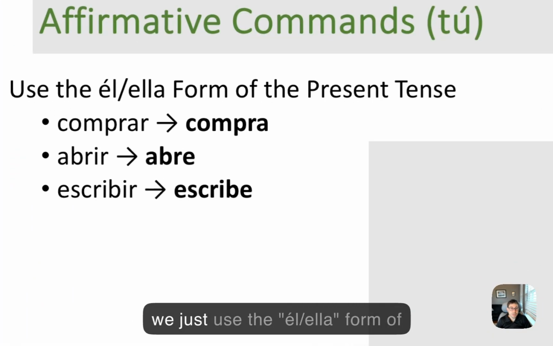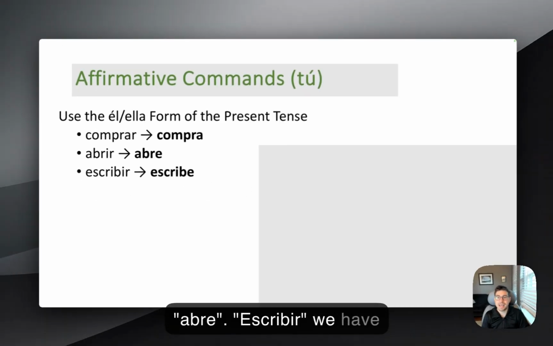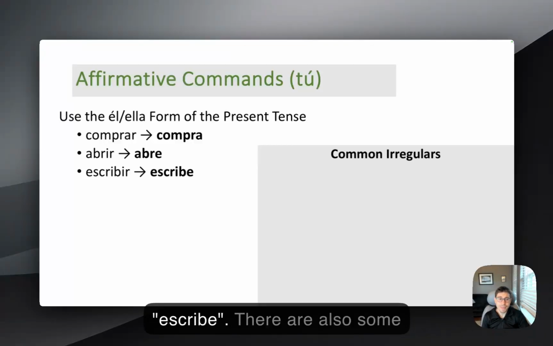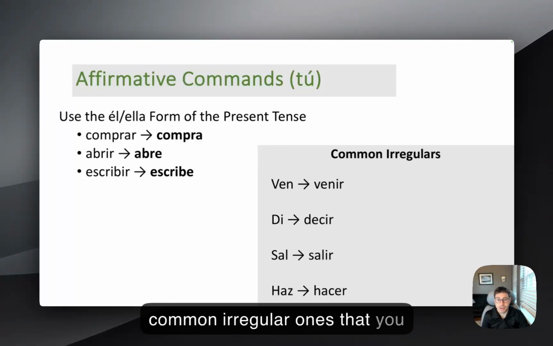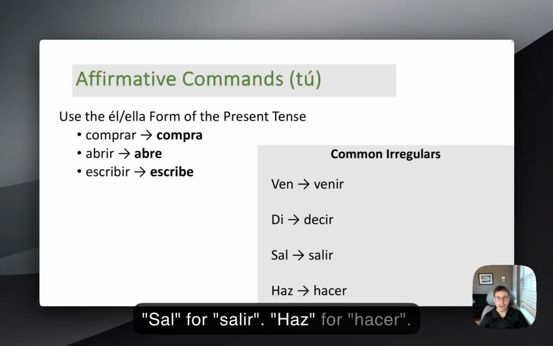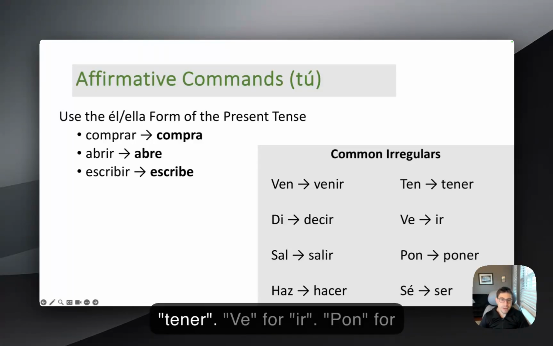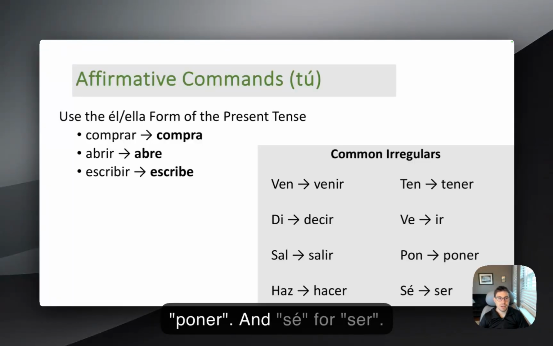For this, we just use the él, ella form of the present tense, so the third person singular. So comprar, we have compra. Abrir, we have abre. Escribir, we have escribe. There are also some common irregular ones that you're going to have to remember. Ven for venir, di for decir, sal for salir, haz for hacer. And then 4 more. Ten for tener, ve for ir, pon for poner, and sé for ser.